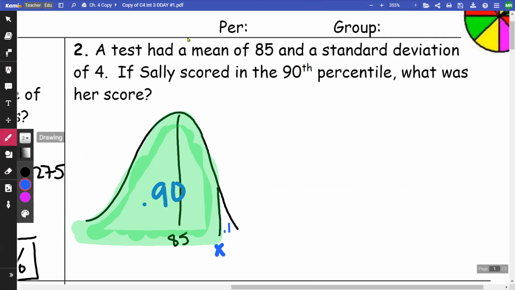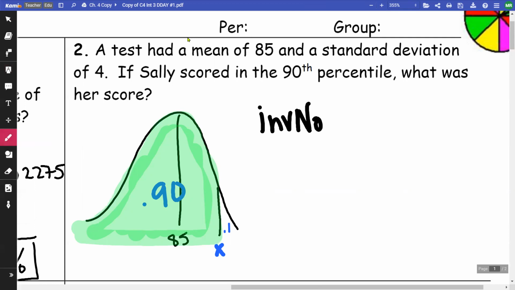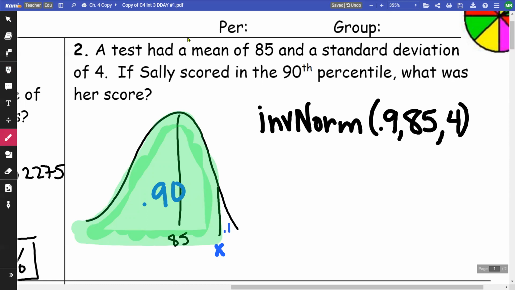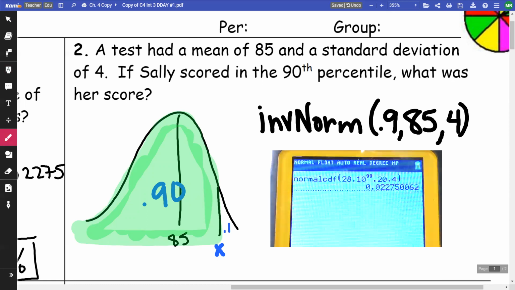So I'm going to do inverse norm. And I'm going to put in the area, which is 0.9, the mean, which is 85, and the standard deviation, which is 4. So I am going to put that into my calculator.